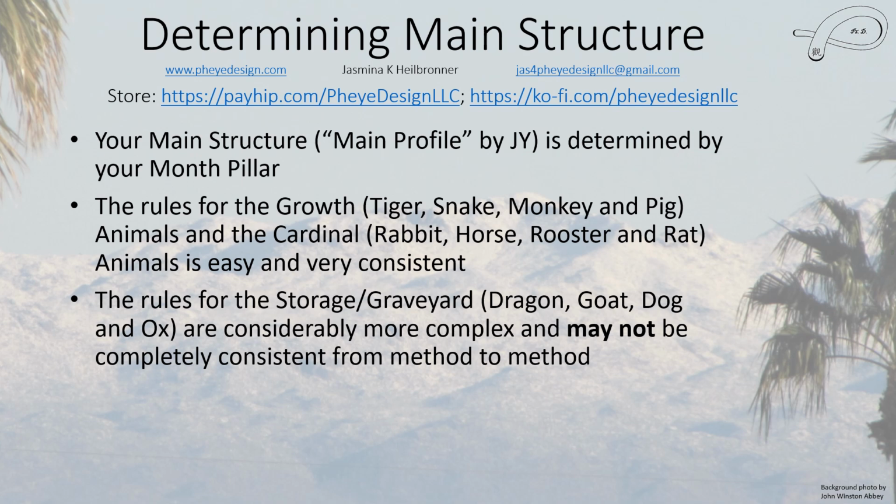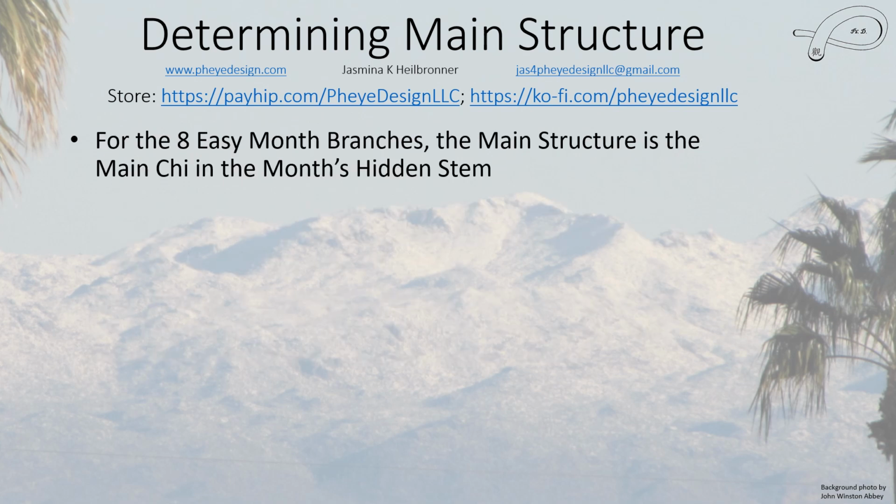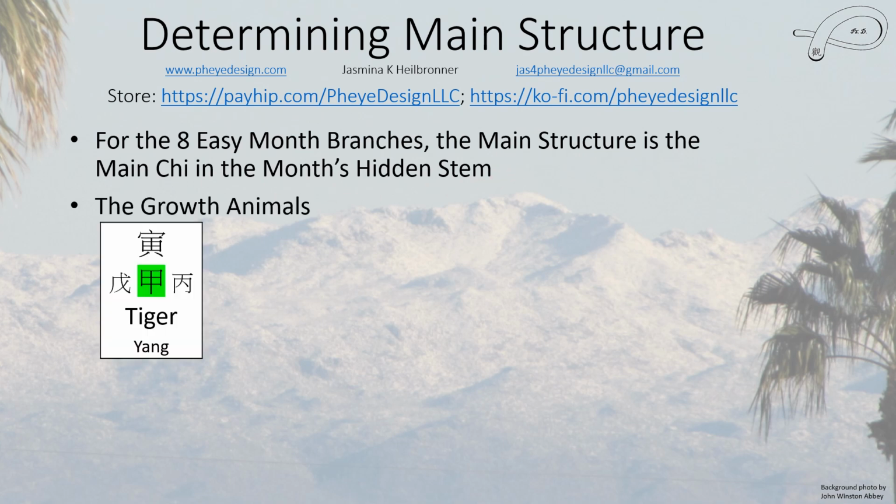So the first 2/3 is easy. The last 1/3 is quite complicated. So for the easy 8-month branches, the main structure is the main chi of the month's hidden stem. Pretty easy. So I'm showing you the growth animals. We start with the tiger. This is the main chi of the tiger, which is yang wood. And it's as simple as that.